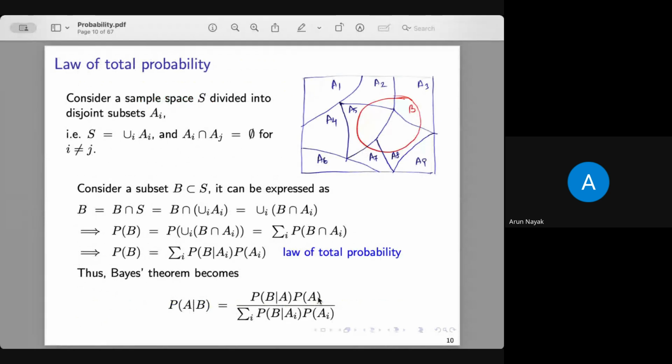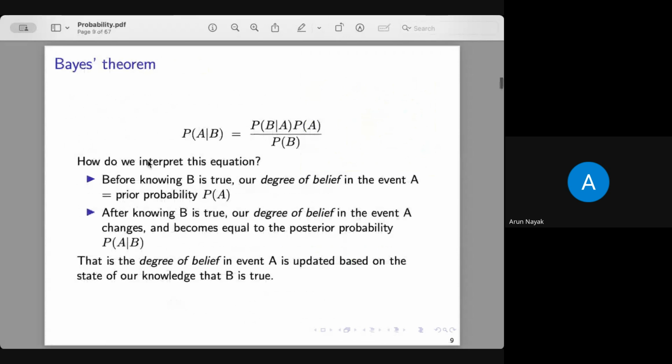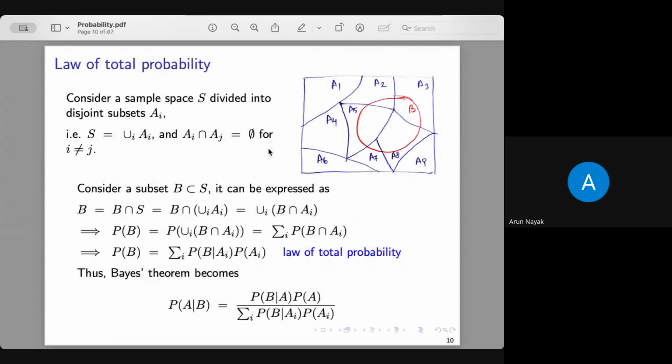Okay. So if you understood what it is in slide 9, now let's try to write the same thing another way. Let's divide this whole sample space S into several disjoint subsets. So you can see here that all the A_i are disjoint, they don't overlap with each other.